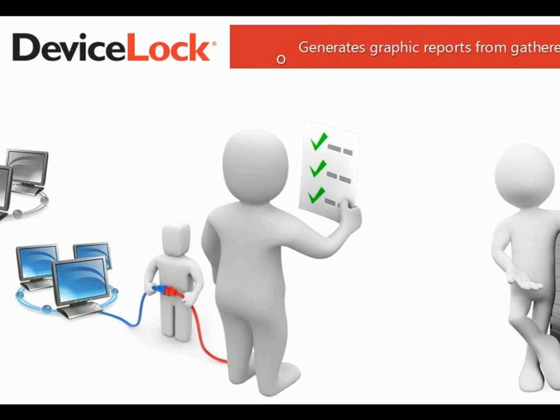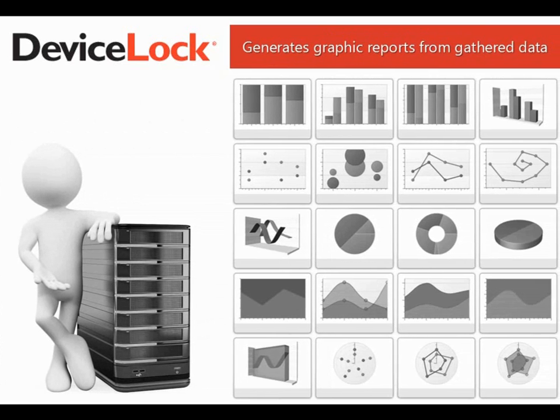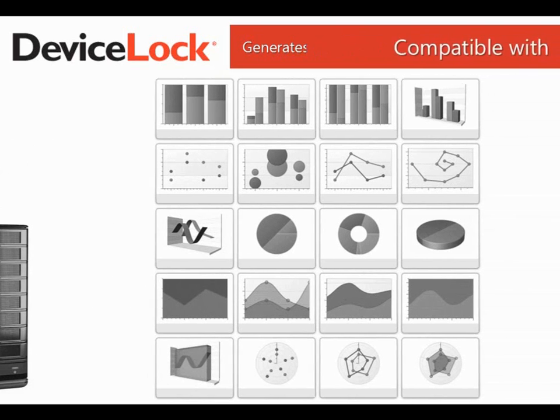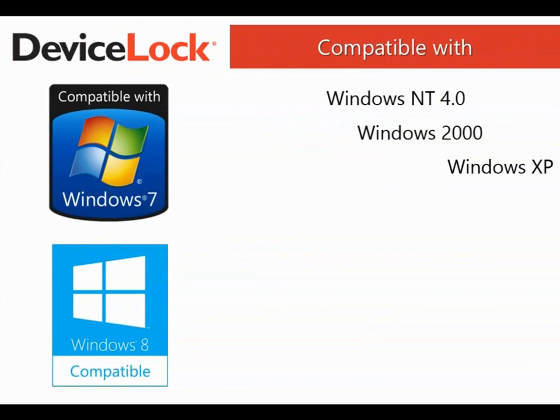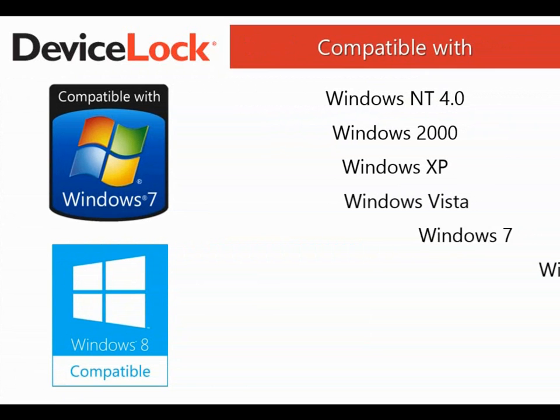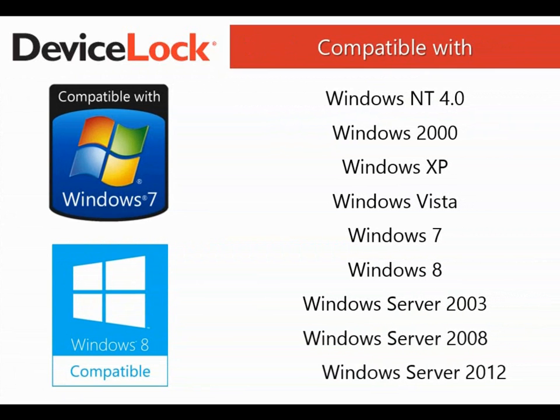DeviceLock lets you create reports using data from logs stored on DeviceLock Enterprise Server. Use reports to arrange and display statistical data on a user's device-related and protocol-related activities in a separate file. DeviceLock works on any computer with Windows NT 4, Windows 2000, Windows XP, Windows Server 2003, 2008, and 2012, Windows Vista, Windows 7, or Windows 8 operating system installed.